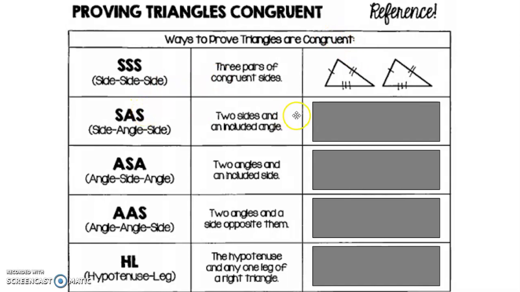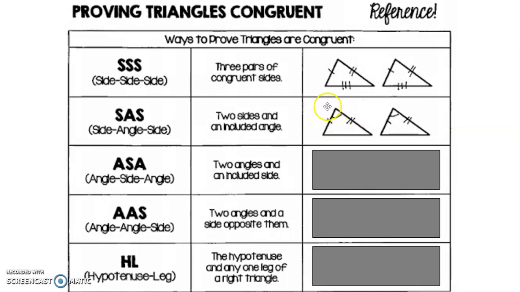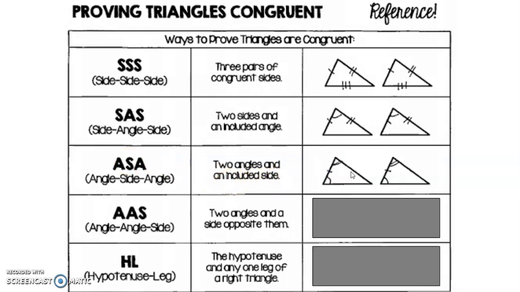Side angle side is when we have 2 sides and an included angle. So you see that angle is sandwiched in between our 2 congruent sides. Again, it matches up with both of our triangles, so that would be side angle side. We also have angle side angle. In this case, we have 2 angles with an included side. So that's sandwich side. The side is in between my 2 angles, and each of my angles is congruent to another on the other triangle.